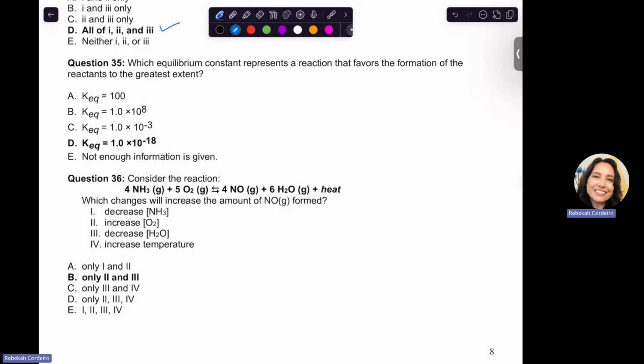Which equilibrium constant represents a reaction that favors the reactant? So we're looking for the smallest K for reactants. So this one is the smallest one.